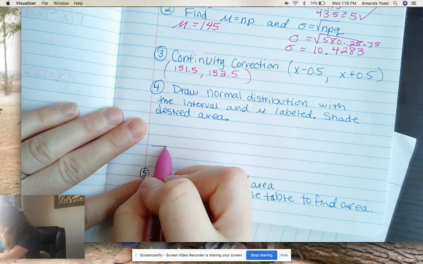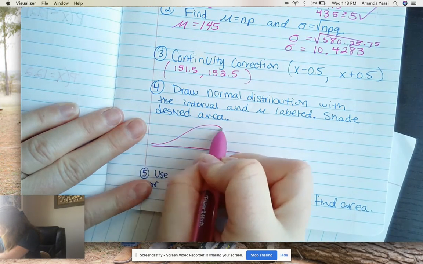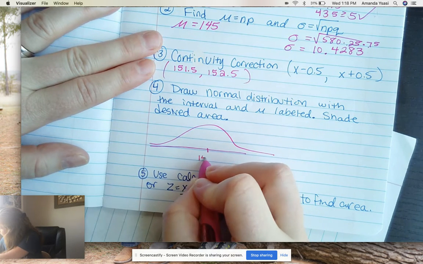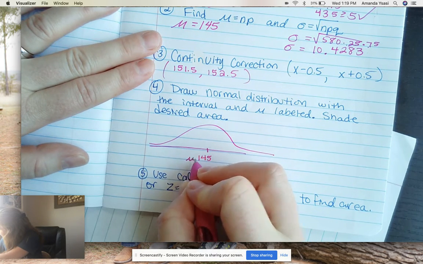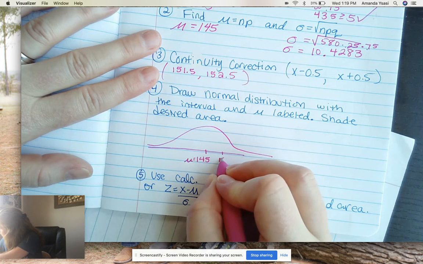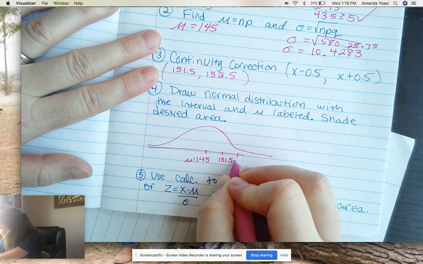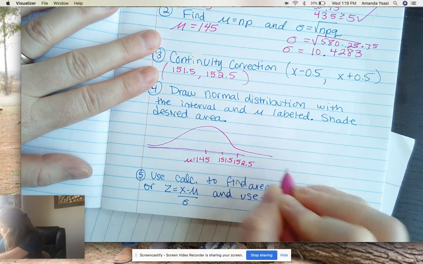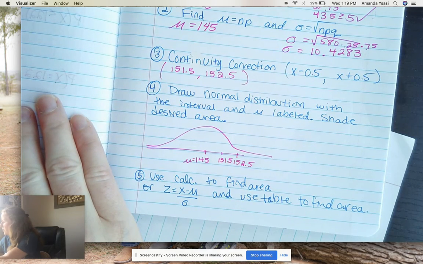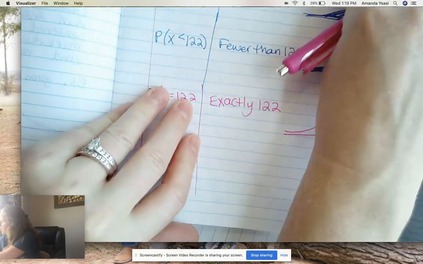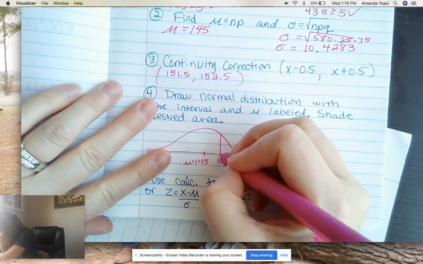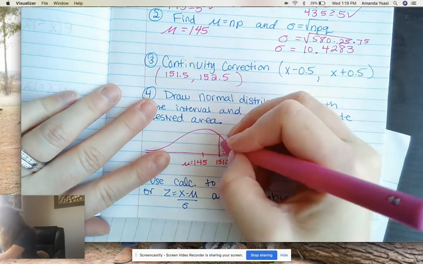So let's draw our normal curve. Okay, so this would be 145 is mu. And then 151.5 and 152.5. And it says at least. So that means we're going to include the left interval, so the lower interval. So it's going to be here and then shade to the right.